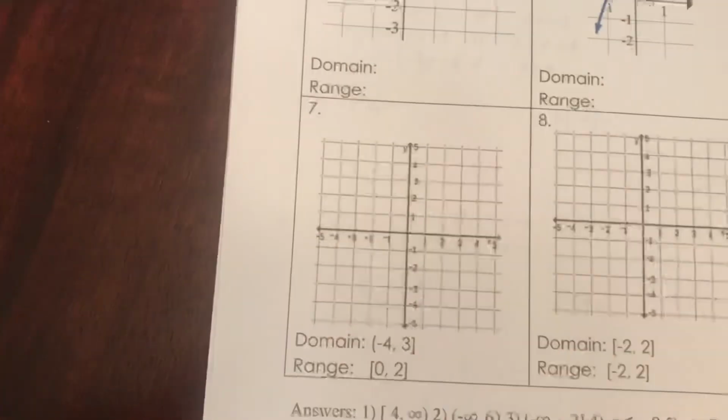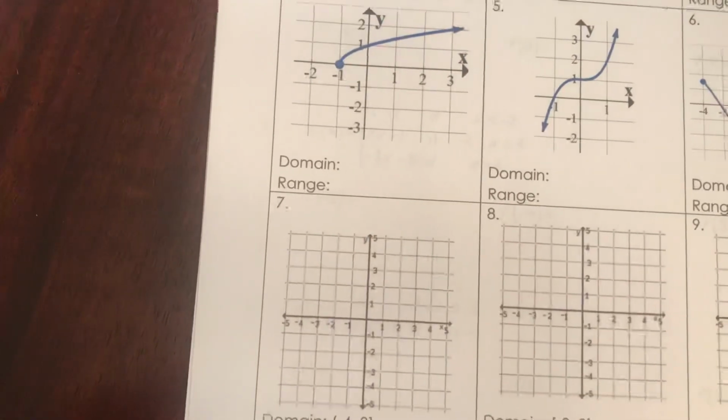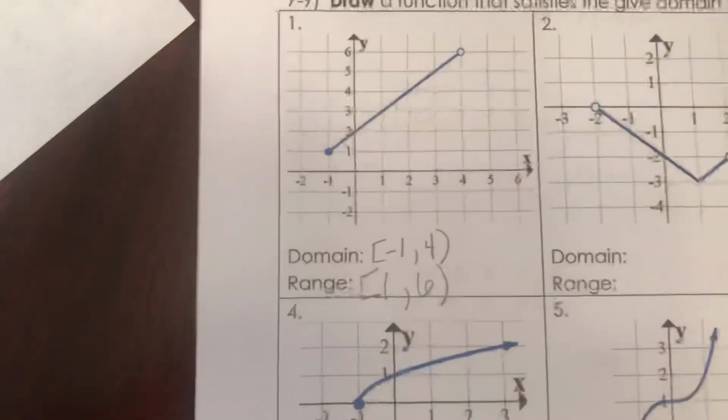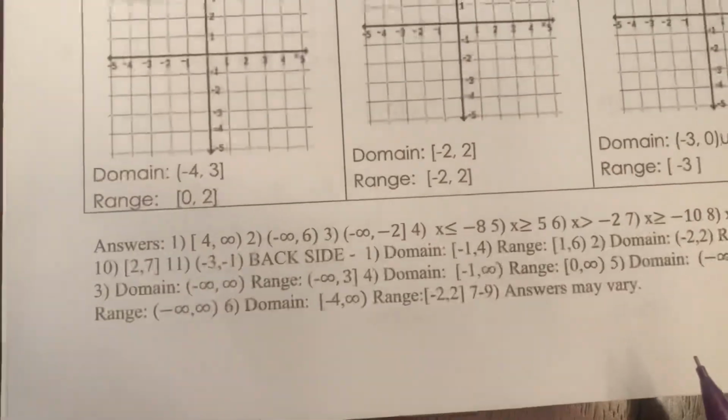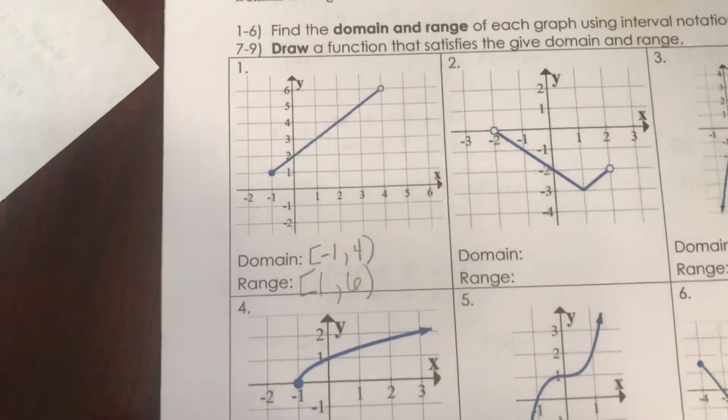Let me go to the back. Domain negative 1 to 4, range 1 to 6. Yeah, we got it right. The answers are at the bottom, you can check. So that's how you do that type.